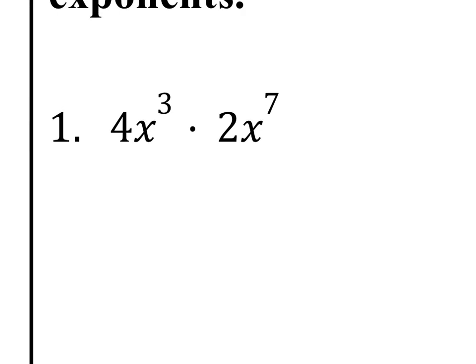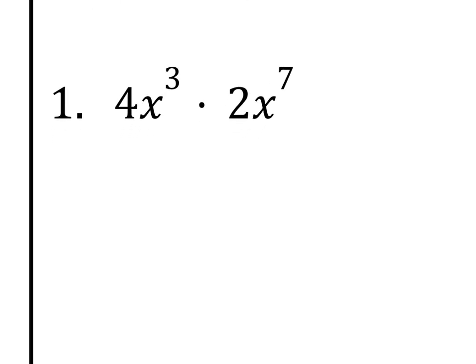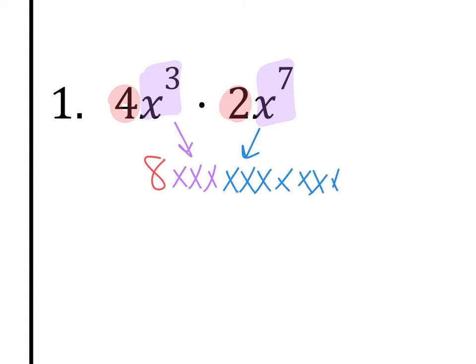Looking at number 1, I've got 4x to the third times 2x to the 7th. I can multiply this 4 and this 2 together, and that will give me 8. And then I can also multiply x to the third and x to the 7th. If you forget your properties, I always say when in doubt, expand it out. So that means I have 3 x's, and then I also have 7 x's. In total, how many x's do I have? I should have 10 total x's if I count all of those up. So our final answer is going to be 8x to the 10th power.